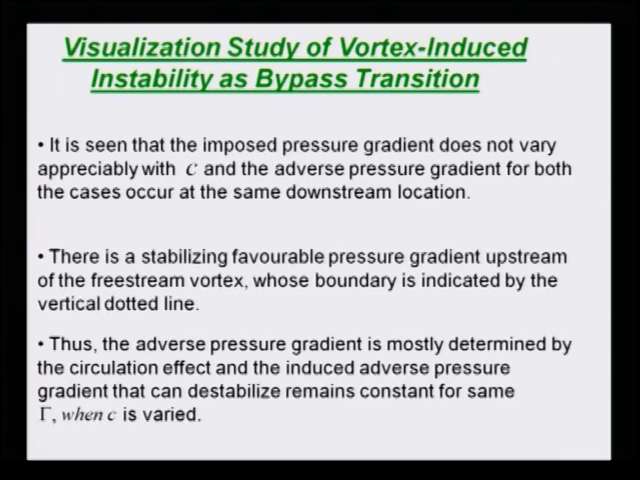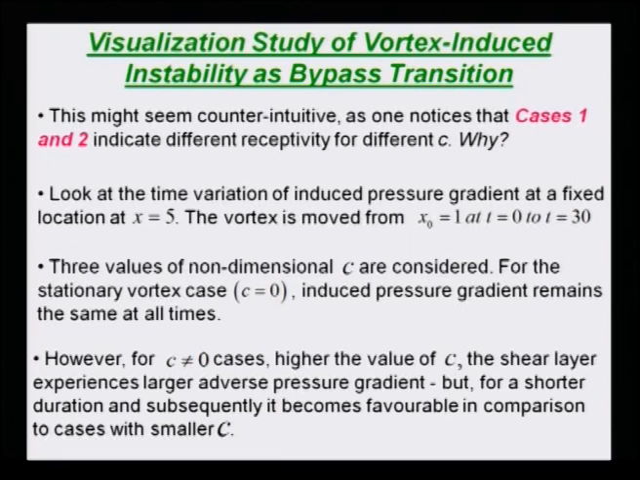We have talked about this, that we have a stabilizing favorable pressure gradient upstream of the free-stream vortex. The boundary is given by the vertical line, and the adverse pressure gradient is mostly determined by the circulation effect. Okay. And the induced adverse pressure gradient that can destabilize remains constant for the same gamma when c is varied. Now, this is what we observe. Now, we pose the question that it seems counterintuitive that we have the same adverse pressure gradient, but case 1 shows receptivity, case 2 does not. Why?